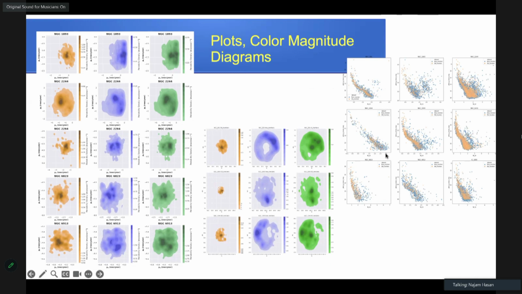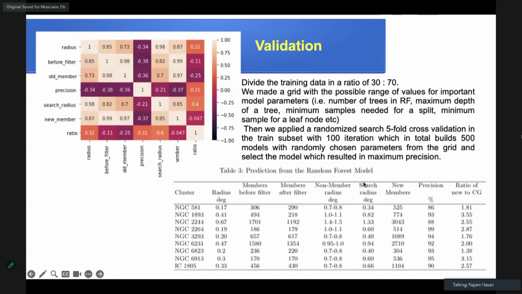Further, we can see that we are getting many more pre-main sequence stars which are missed out by Cantat-Gaudin.